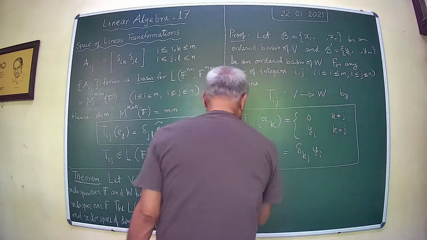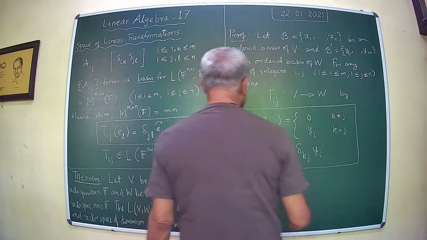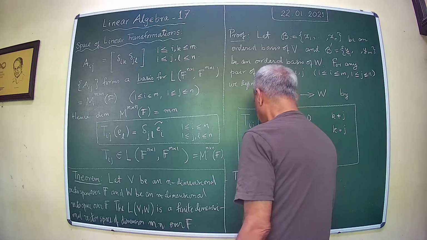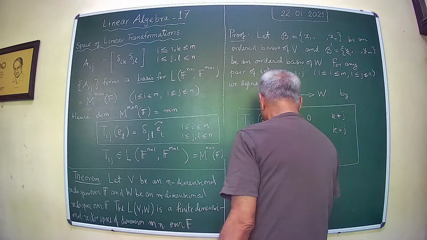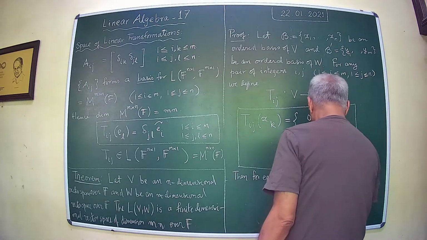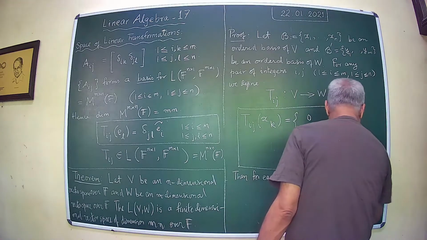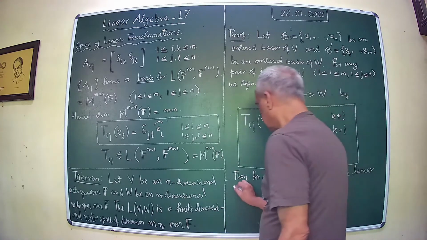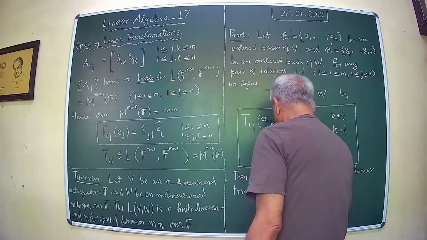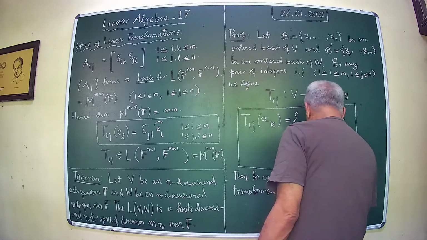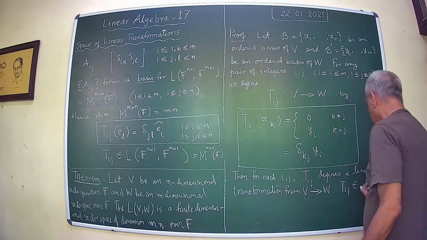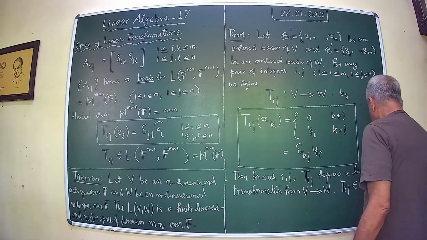So then for each i, j, Tij defines a linear transformation from V to W, or Tij belongs to L(V, W).